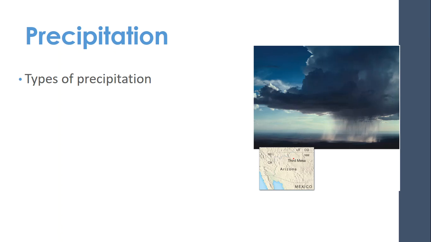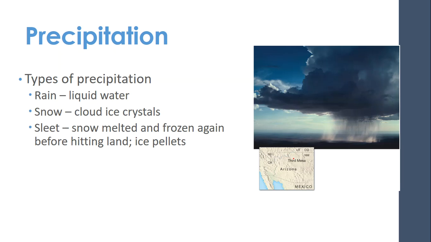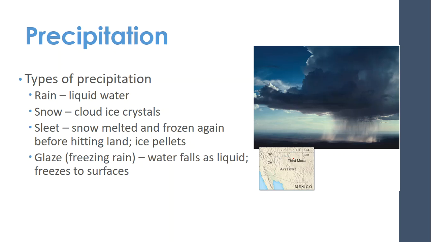There are a couple types of precipitation. The first is rain, which we all know, which is just liquid water that's falling. The next is snow. That's when ice crystals are falling down. The next is sleet, which is snow that's melted and then frozen again before hitting the land, and that results in these kind of ice pellets. It's really miserable. It is not a happy precipitation event. And the final one, which is even worse, is glaze, which is a freezing rain. And so water falls as a liquid, but then when it hits the cold surface, it freezes.